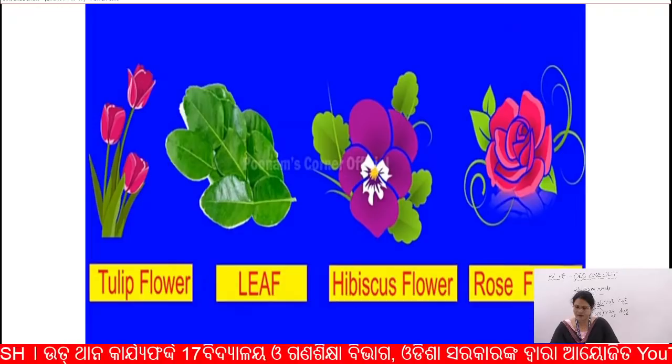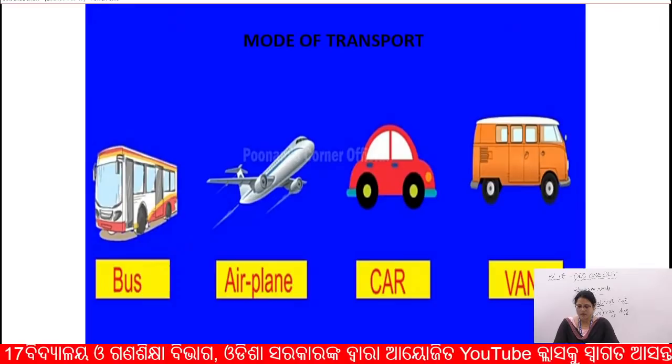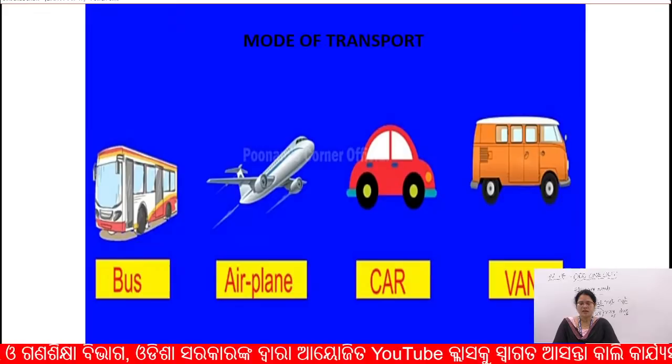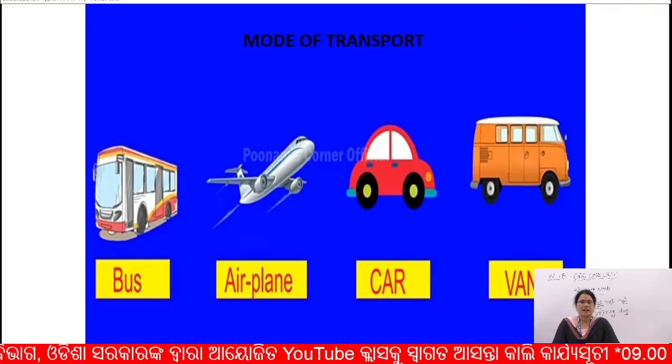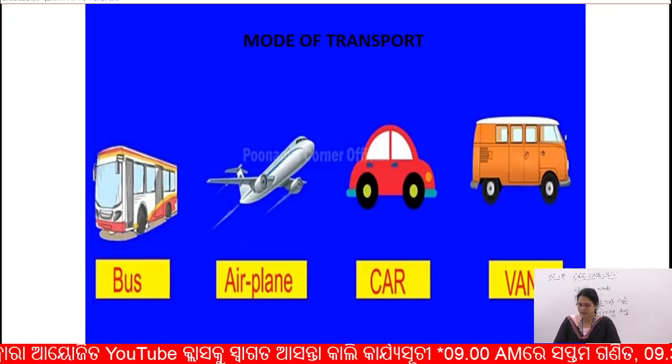Now, students look, mode of transport. Bus, airplane, car and van. Who is different? Yes, the airplane is different. It moves in air. The rest, bus, car and van, move on the road. In this way airplane is the odd one.